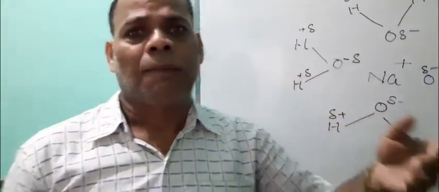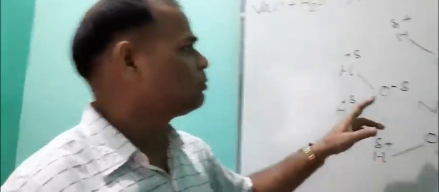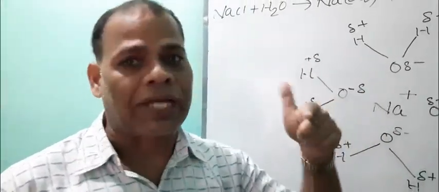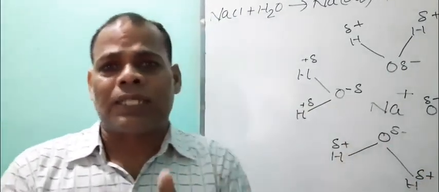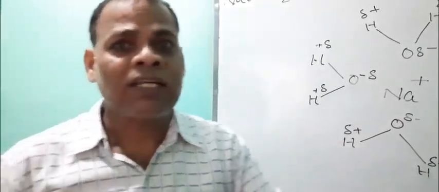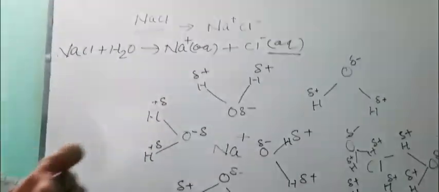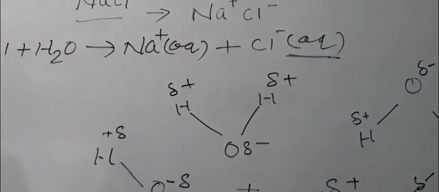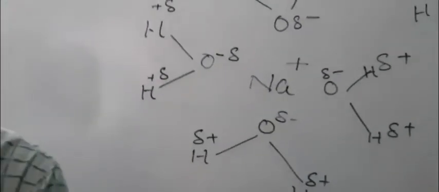So please keep in mind why ionic compounds are soluble in water: in a polar solvent, or simply water, an ionic interaction takes place, and as a result, energy is liberated. That energy overcomes the force of attraction acting within the ionic compound. That's why ionic compounds are soluble in water.